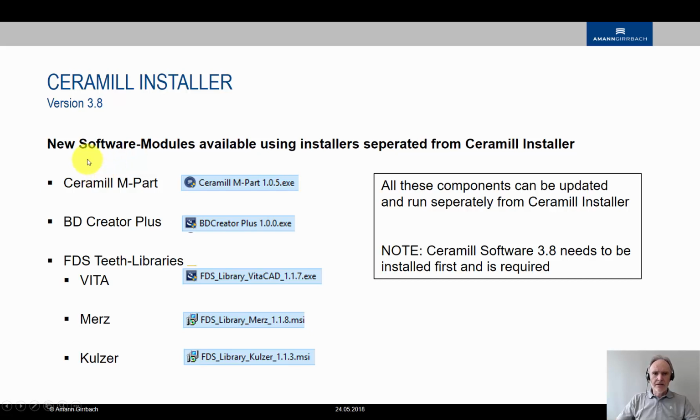After the full installation of the 3.8, we have the extra module called M-Part. This is for the partial frameworks module. Then additionally, separately, the BDCreator Plus for making full dentures. Then the two libraries from Vita, from Merz and from Kulzer, and they all run as a separate installer downloadable from the C3 platform. Note that the software 3.8 should be installed first. Of course, this is required for the installation afterwards of the single modules.